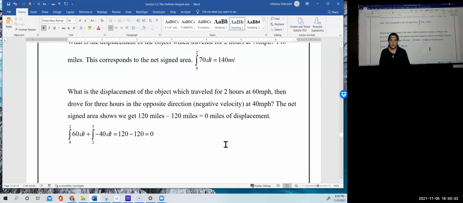Let's take another thought about the displacement of an object which traveled for 2 hours at 60 miles per hour, then turned around and drove in the opposite direction, negative velocity at 40 miles per hour for 3 hours. The net signed area will tell you that you have 0 miles of displacement. The object ends up right back where the object started.